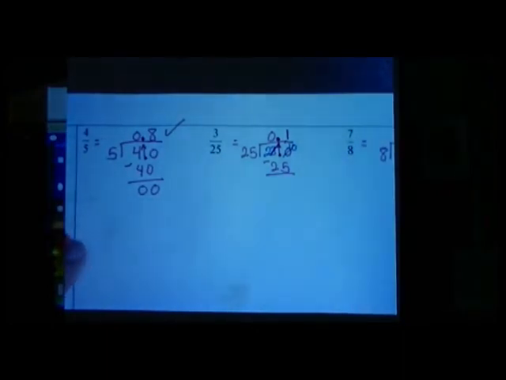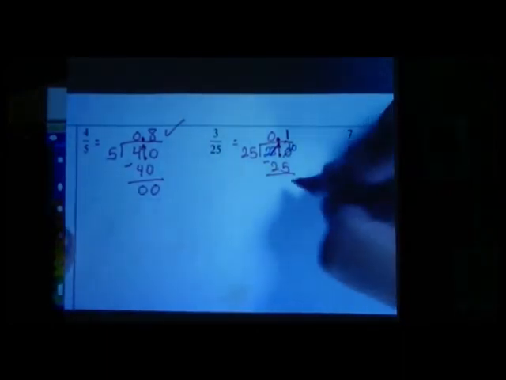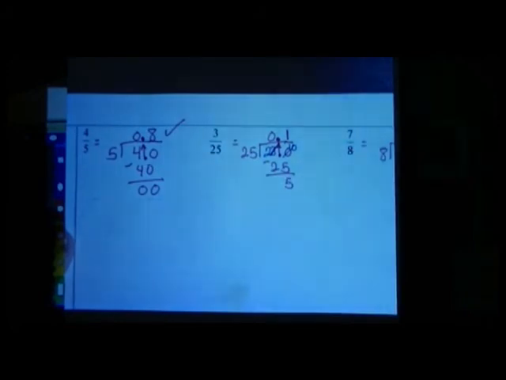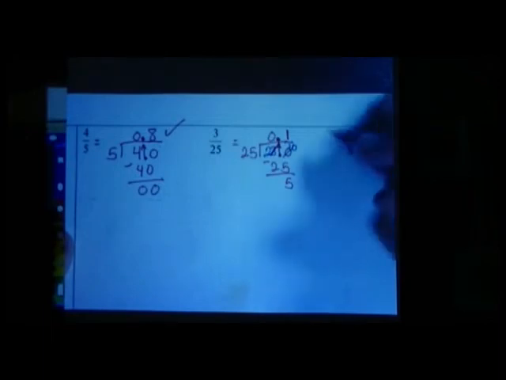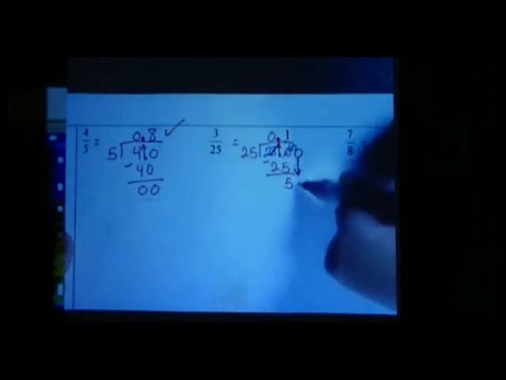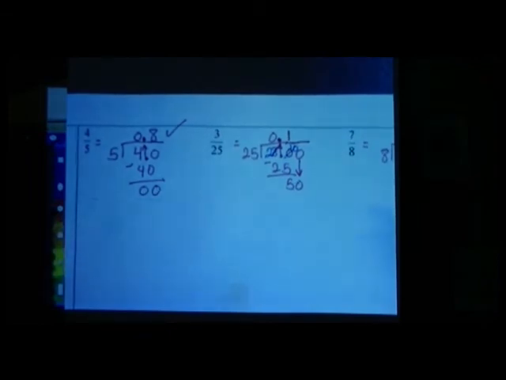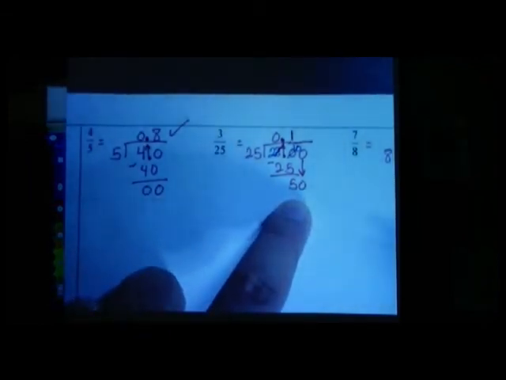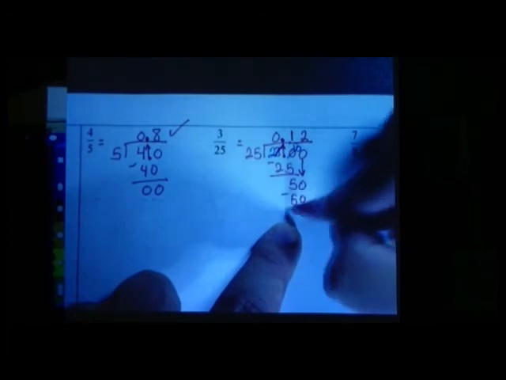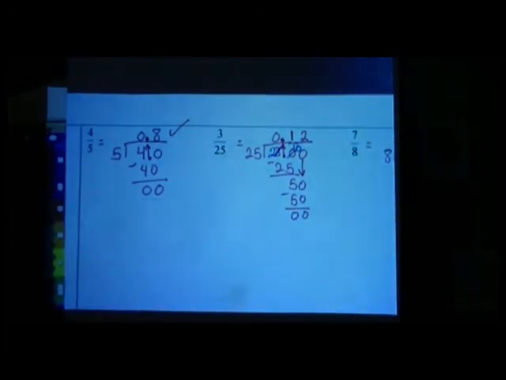So 10 minus 5 is 5. 2 minus 2 is nothing, 0. So I still have a remainder here, 5, so I have to add another 0 and bring it down so that I can extend my bar on the top so that I can keep dividing. Now can 25 go into 50? Yes. How many times? 2 times, because 2 times 25 is 50. So when I subtract them, I get a remainder of 0, and I'm done. 3 25ths is 0.12 or 12 hundredths.